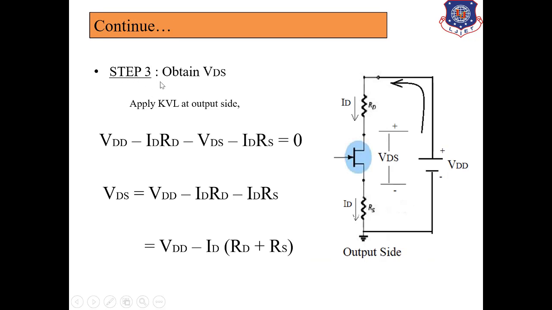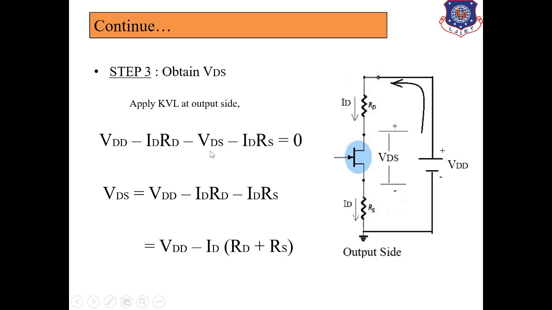Continue with the step 3 analysis, the final step of this voltage divider bias circuit, that is the output side. On the output side, again we know that the plus VDD battery is there and the drain current ID is flowing anti-clockwise, right? So dear students, just apply KVL at the output side. VDD minus IDRD minus VDS minus IDRS is equal to 0.